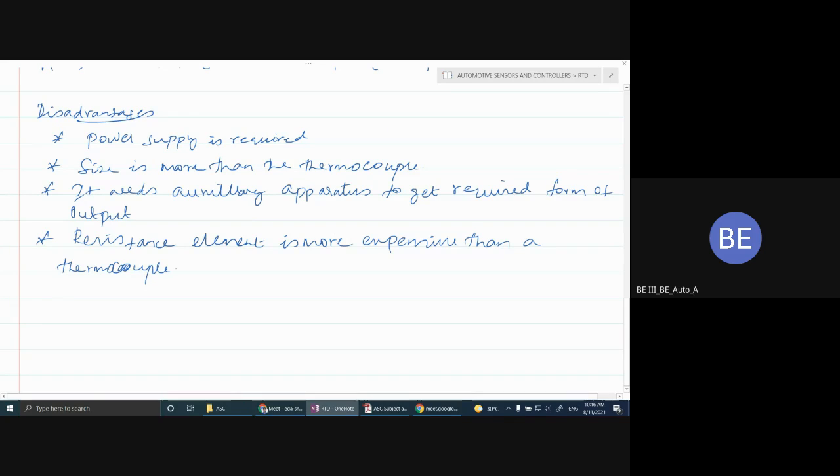So we need an extra device, an extra apparatus. We can call it a data logger, to show the reading. Like an ordinary bulb thermometer, it cannot show the reading exactly, or a reading without any external device. So we need some additional device or auxiliary apparatus to get the reading. For that we are using this data logger, which is used to show the temperature indication.